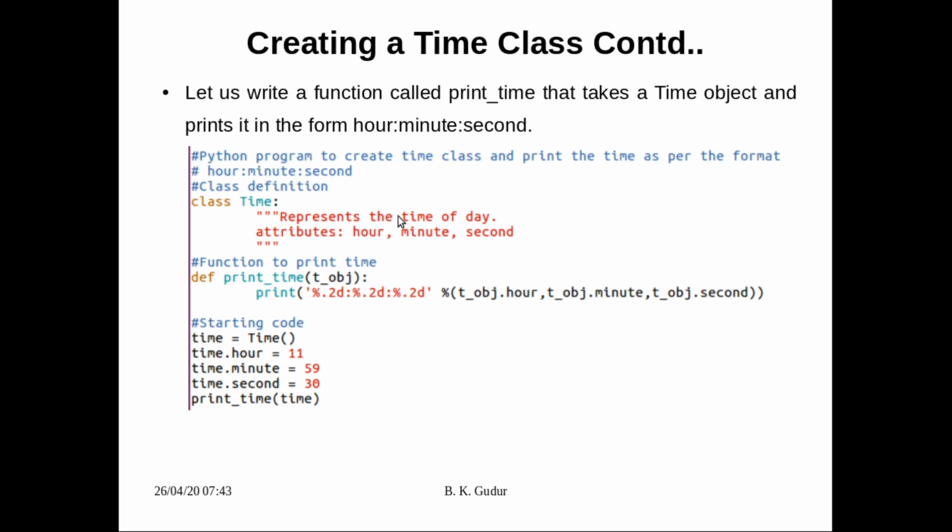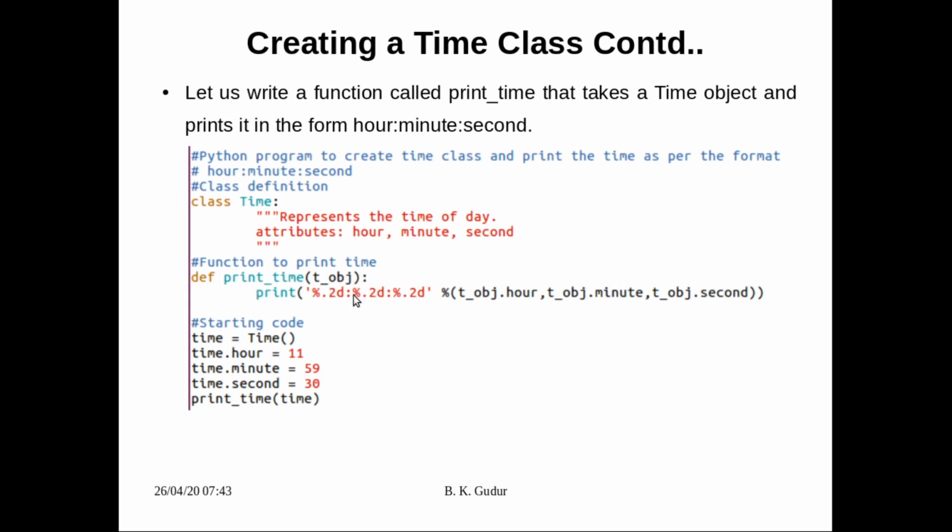This is what we have seen: the docstring and attributes. Now we are going to define a function to print the time. def print_time is the name of the function, and it will take one object whose name is t_obj, meaning a time object, followed by a colon.